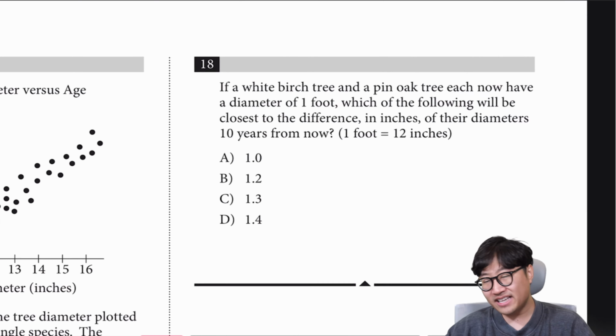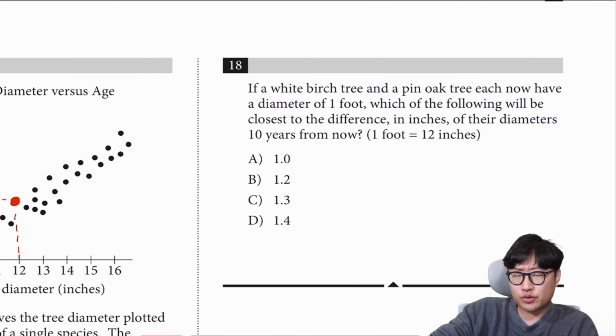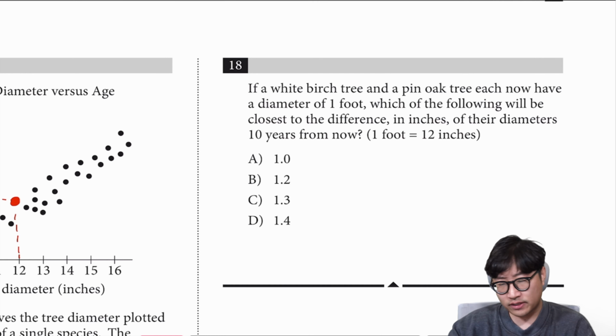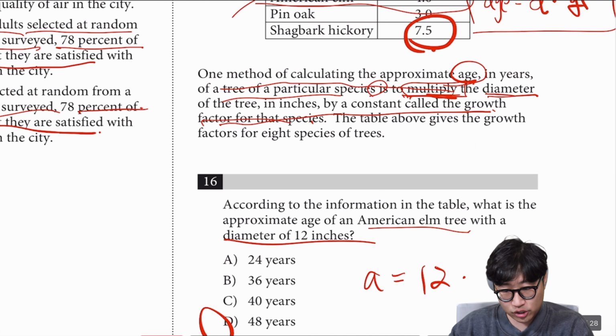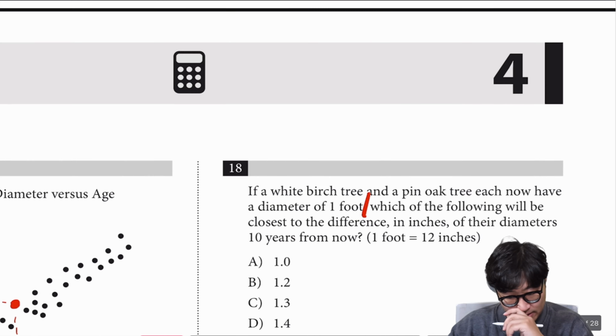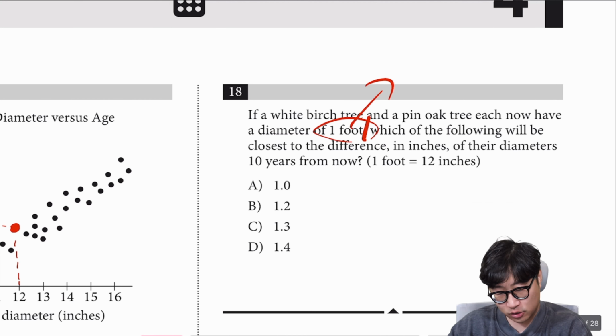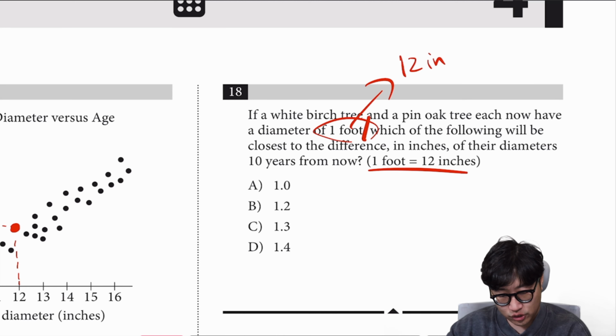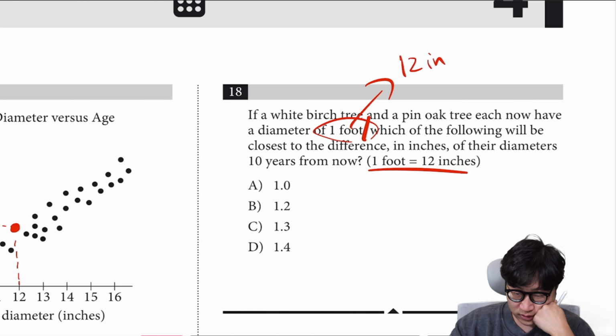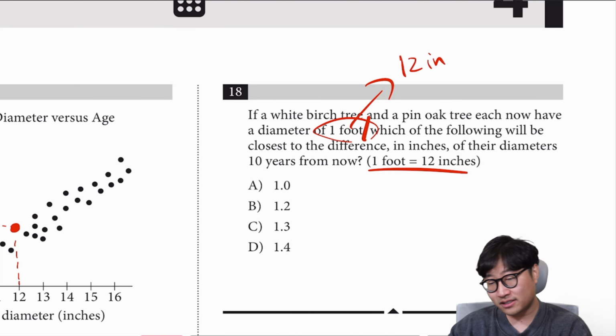All right, number 18. If a white birch tree and a pin oak tree each now have a diameter of 1 foot. Okay, hold on. Diameter, it should be in inches. So let me change that 1 foot into 12 inches, they gave it to you. You should really know that. Which of the following will be closer to the difference in inches of their diameters 10 years from now?